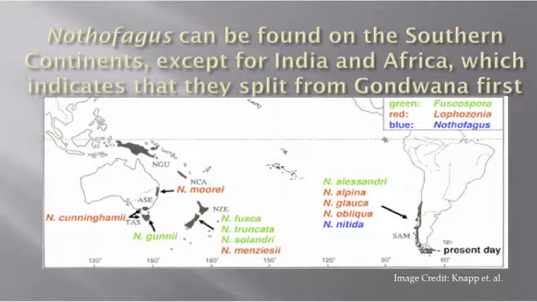And what I'd like to point out is that these are fossilized Nothofagus and modern Nothofagus. So we find fossils on Antarctica, and we find modern Nothofagus trees on South America and Australia. But what's really important is that we don't find them on India and Africa. So if we know that all these continents were joined together at one time, why are there trees on Antarctica, on Australia, and South America, but not on India and Africa?